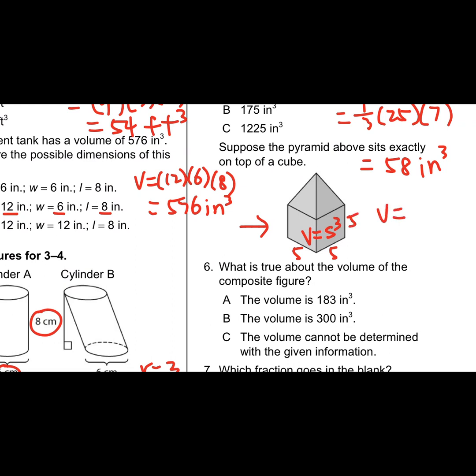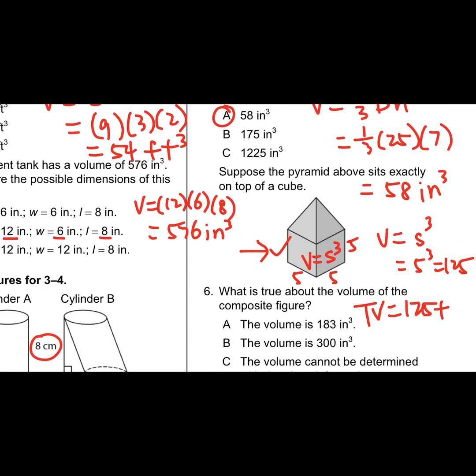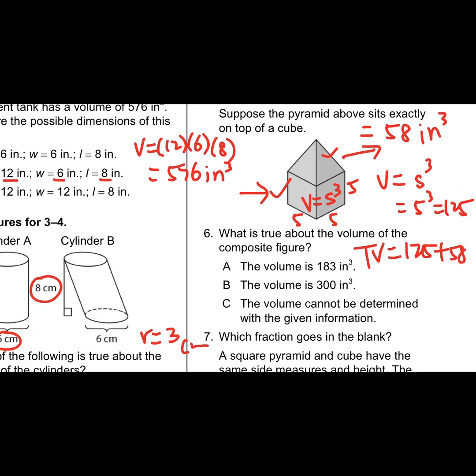So the volume of the cube is going to be side cubed, which is 5 cubed, which is 125. So the total volume of the composite figure is going to be the cube, which is 125, plus the pyramid, which we found on top was 58. And together you add it up, you will get 183 cubic inches.